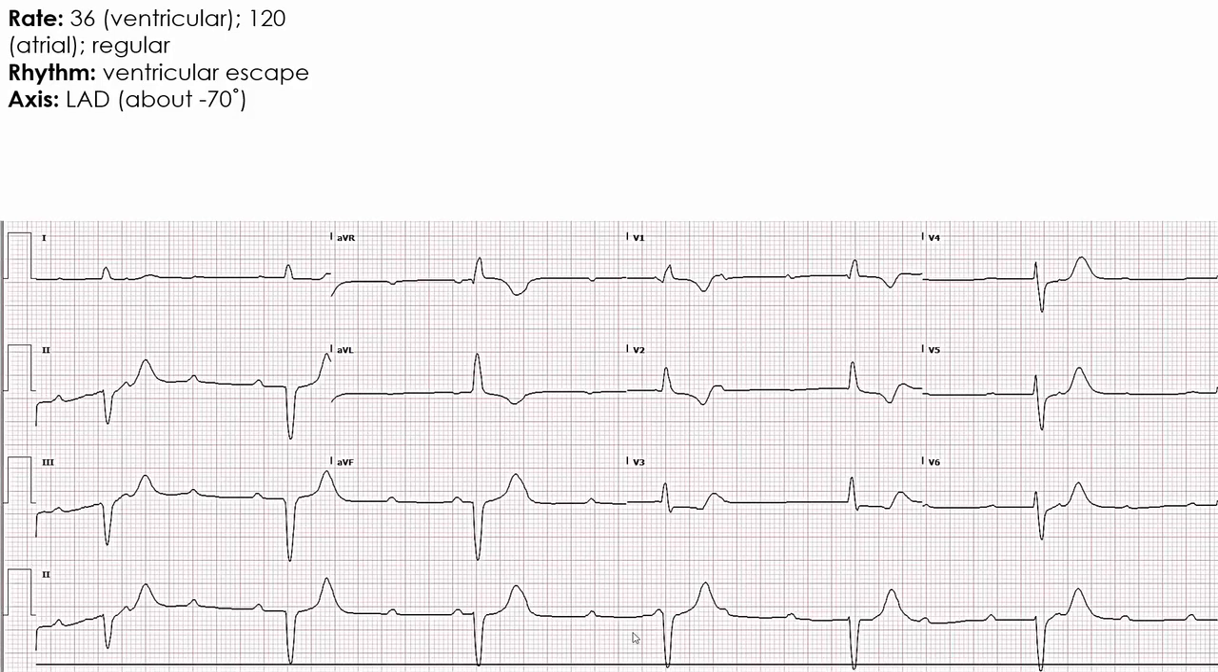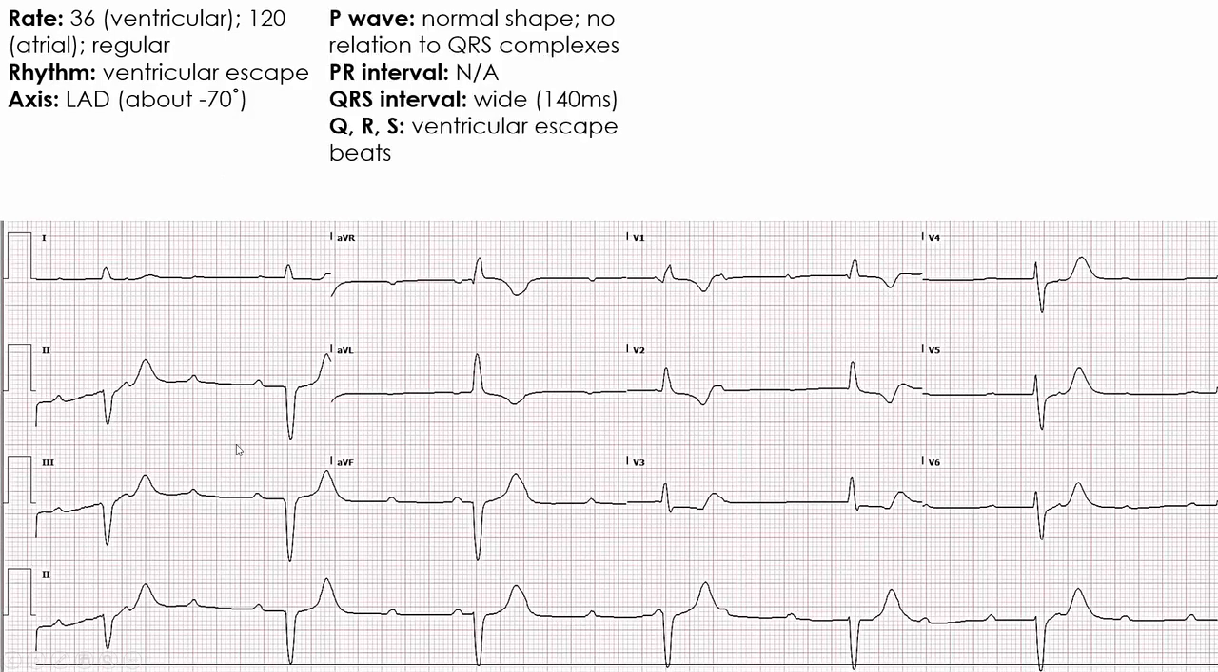And whenever you have a complete heart block, the fact that the ventricles are still beating means there's a ventricular escape. But we'll talk more about that in another lecture. Just to be systematic, the axis, well, there's a left axis deviation. Lead 1 is positive, AVF is negative, and lead 2 is negative, so it's definitely a left axis.